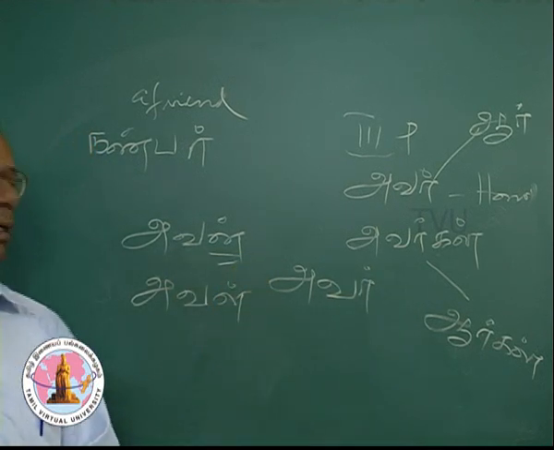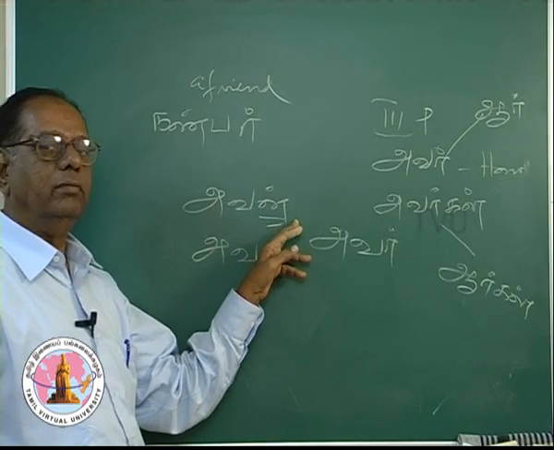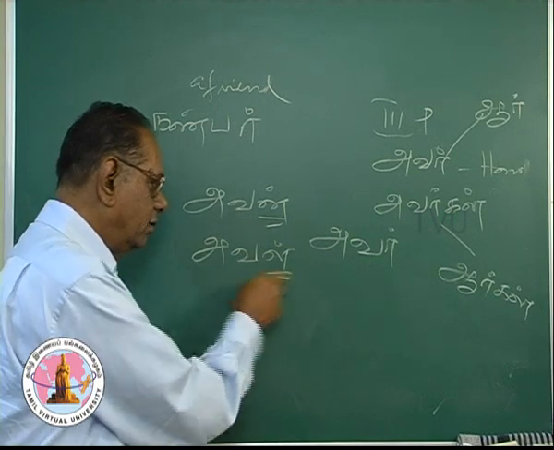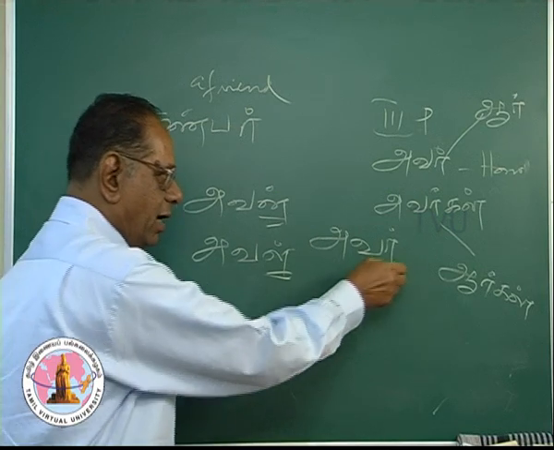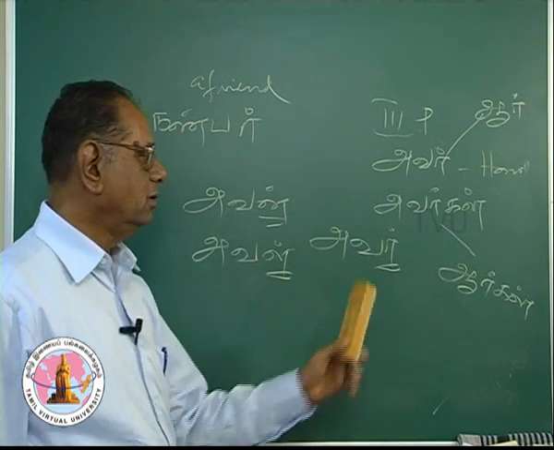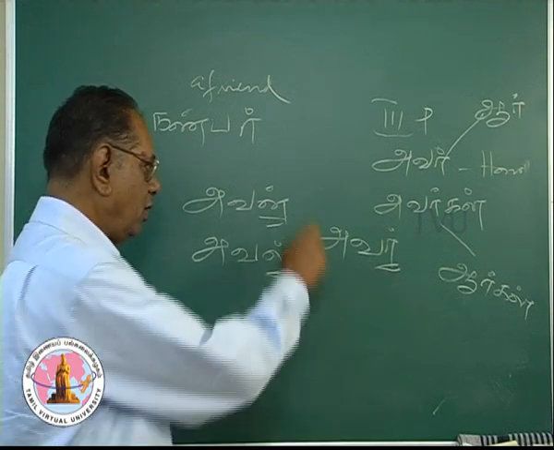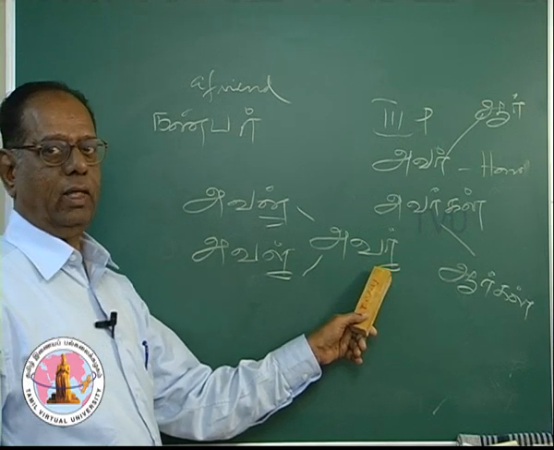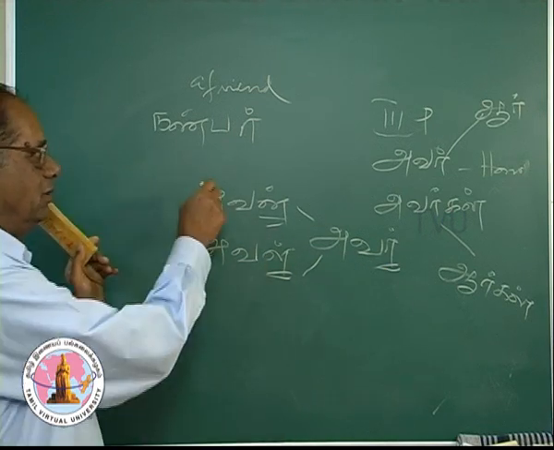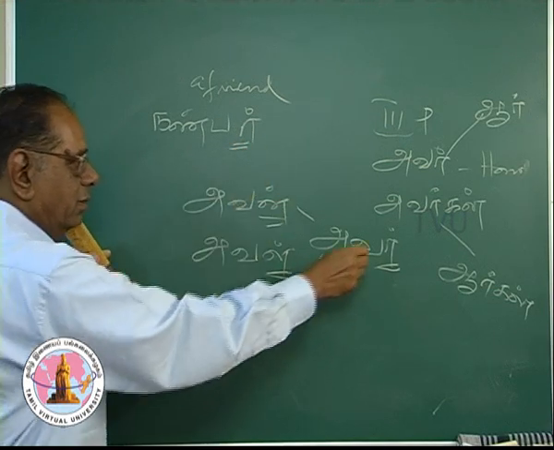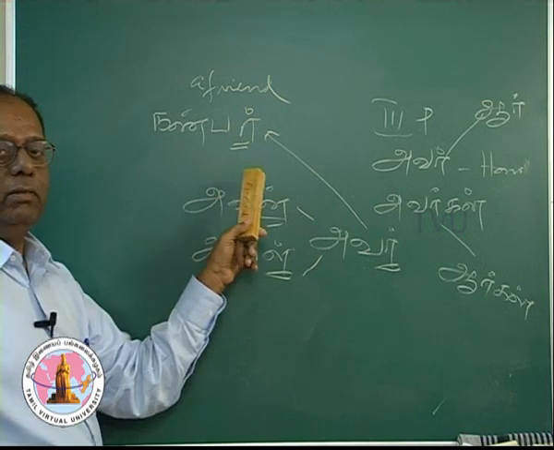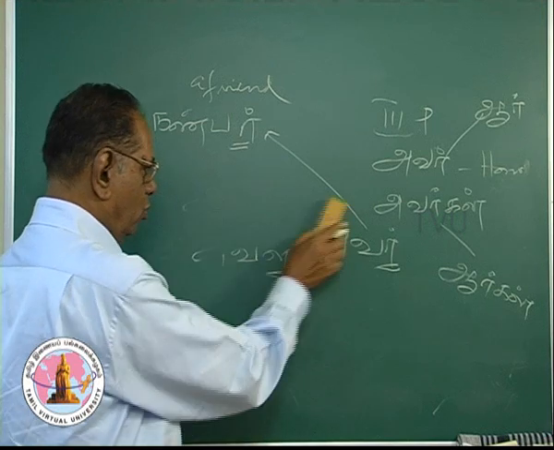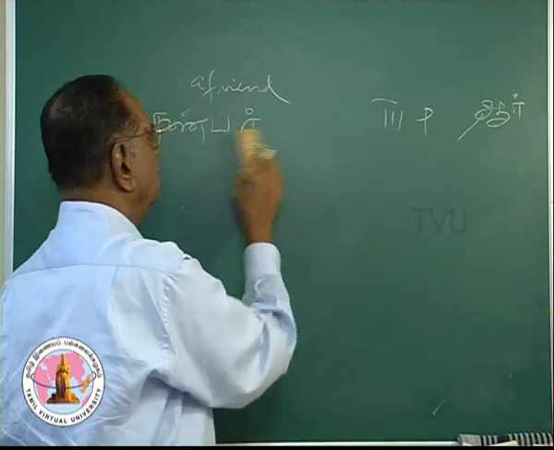Avan, it ends with an. This is masculine. Aval ends with al. This is feminine. Avar ends with ar. This is honorific. Both for masculine and feminine, the honorific form will be ar. So now here you see I have changed nanban into nanbar. That is to say, I have given him a respect, a regard. So now I keep this as the subject.